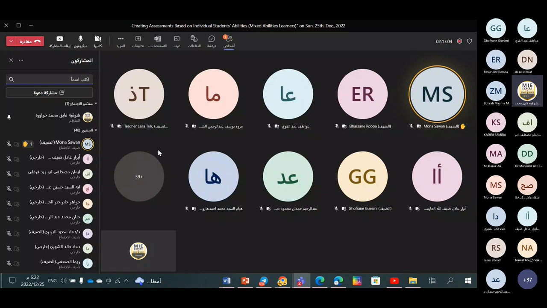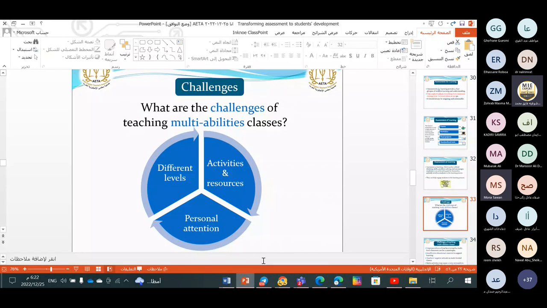Yes, Ms. Muna. I raised my hand to add something about Bloom's taxonomy. Bloom's is very important in our education. If the teacher follows Bloom's taxonomy, they will achieve all the objectives and goals. Of course, because, for example, knowledge is the bottom and analysis and application at the top.